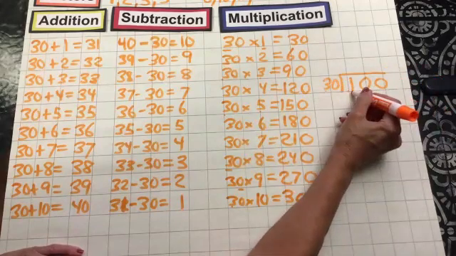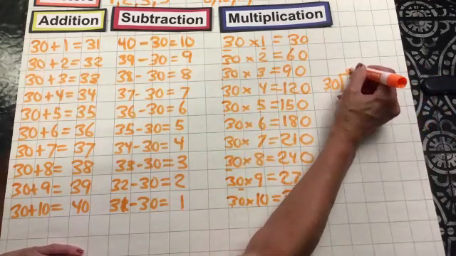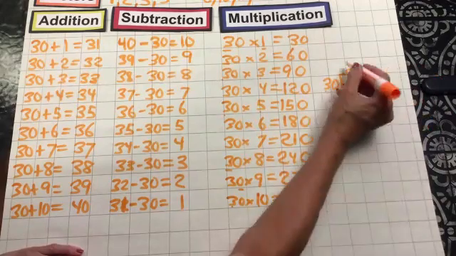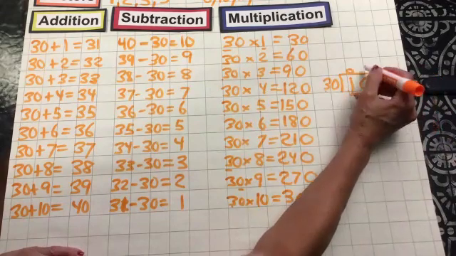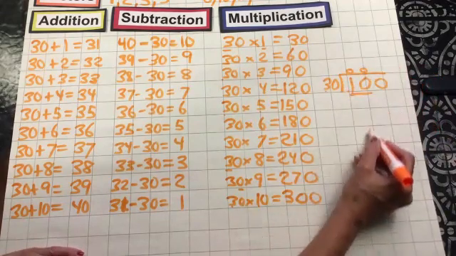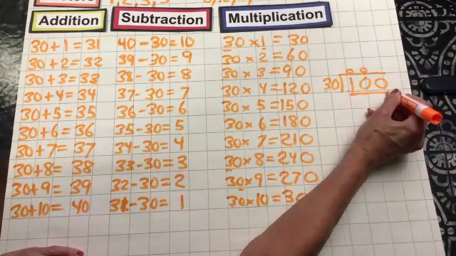Does 30 go into 1? It does not. So we're just going to put a tiny little 0 to hold that place value. Now we're looking at 10. Does 30 go into 10? It does not. So we're going to put a little 0 here to hold that place value. Now we're looking at the full 100.